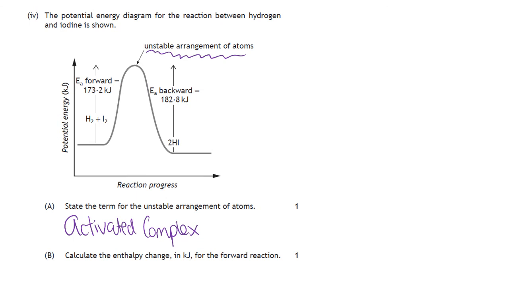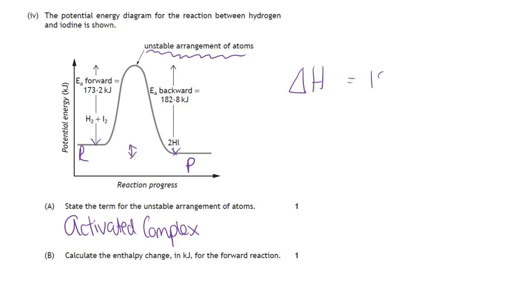The second question is a bit odd. It's asking us for enthalpy change for the forward reaction. So that, remember, is our difference in energy between our reactants and our products. Now, we've not been given information about the energy of our reactants or about our products. However, we have been told what the activation energy is before going between our reactants and our activated complex and our products and the activated complex. So our enthalpy change is actually going to be our difference between these two numbers.